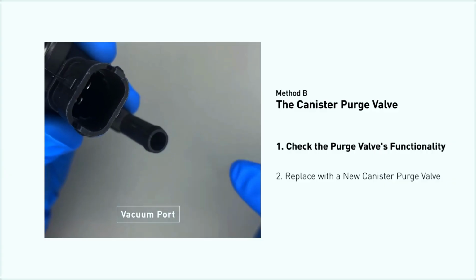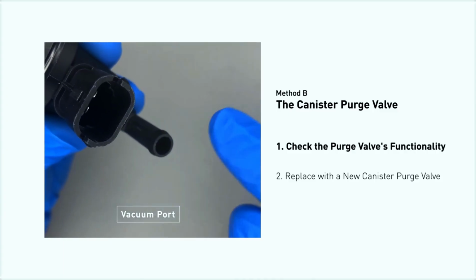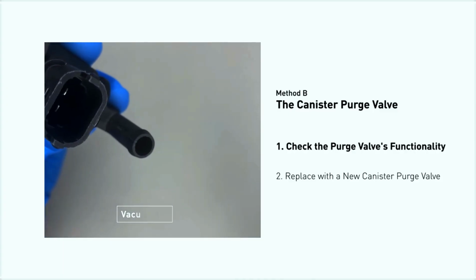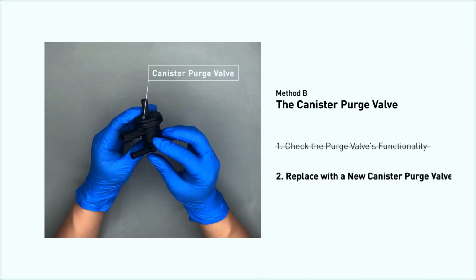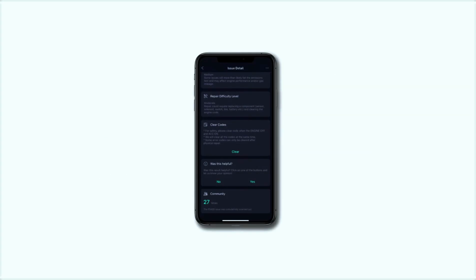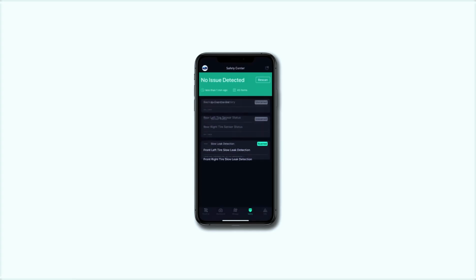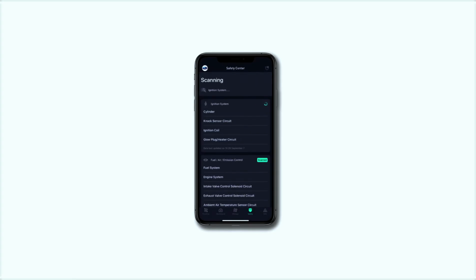If your finger experiences vacuum suction, it means the canister purge valve is stuck and needs to be replaced. Simply take the used canister purge valve off, and replace it with the correct new one. So here are two of the most practical solutions to fix the P0442 error code. After the repair, you can now use the OBD2 scanner to clear the error code, and tap the rescan button one more time to make sure everything is fine with your vehicle.